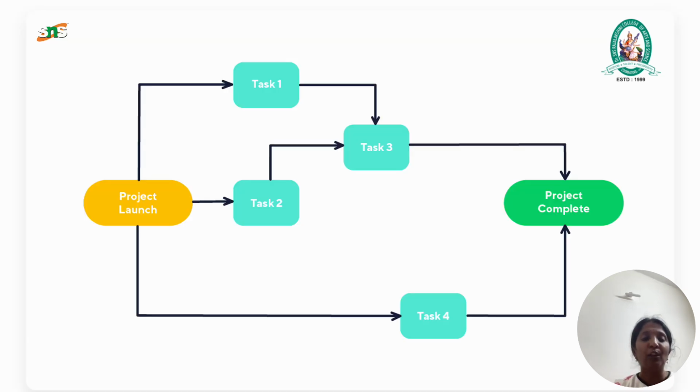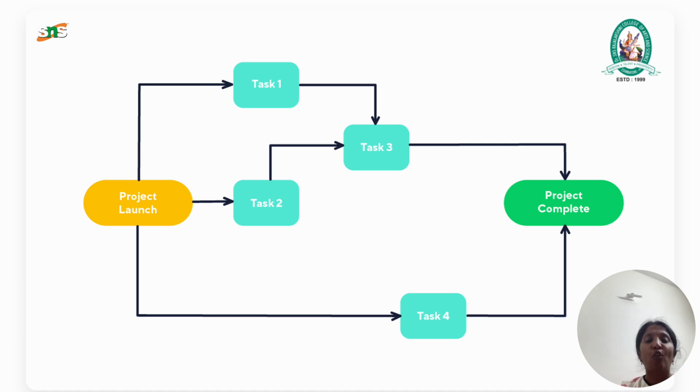So when you are going to launch your project, what will be task 1, what will be task 2, what will be task 3, what will be your task 4. In this diagram, you can see that task 1 will go to task 3 and task 2 also will go to task 3. So 1 and 2 will be integrated and we will go for task 3. Once task 3 has been done, then it will go to project complete.